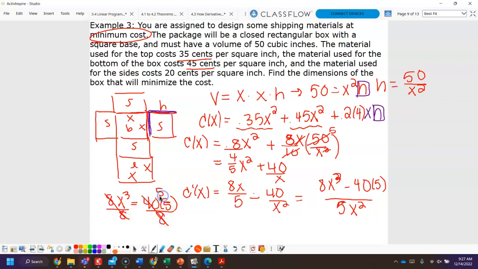40 divided by 8 is 5. So I need x cubed to equal 25. And I have no idea what cube root of 25 is, because it's not a perfect cube. The cube root of 27 is 3. So my prediction is that it would be a little bit less. So the base you want would be the cube root of 25.